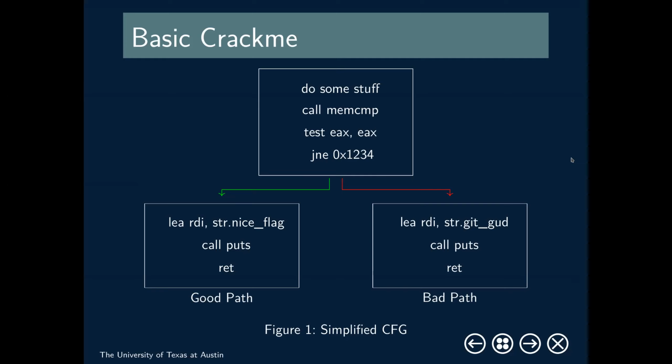And notice that once we find a path that gets to the good path, we will have computed a system of equations that need to be satisfied in order for us to get to the good path. So if we can find any input that satisfies that system of equations, then we will have some input that will take us to the nice flag part of the program. And if the problem is correctly written, there will only be one input that does such. So we will have computed the flag.